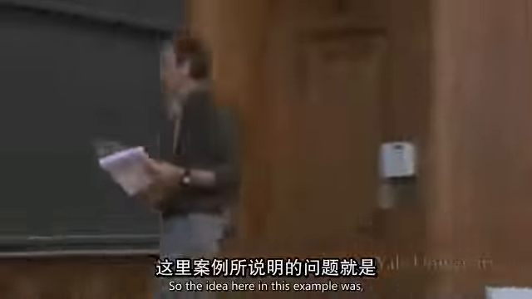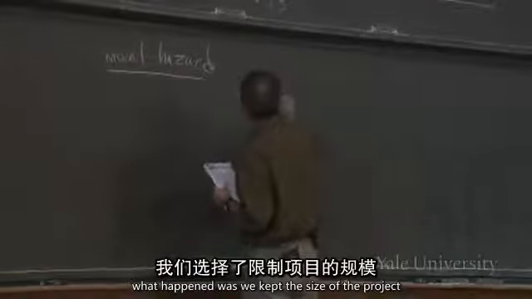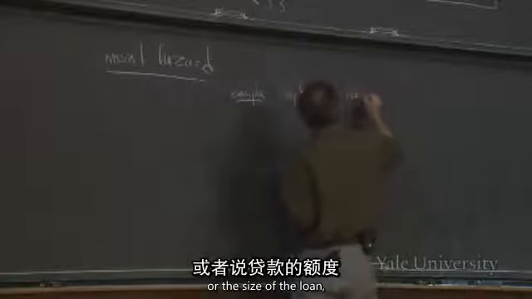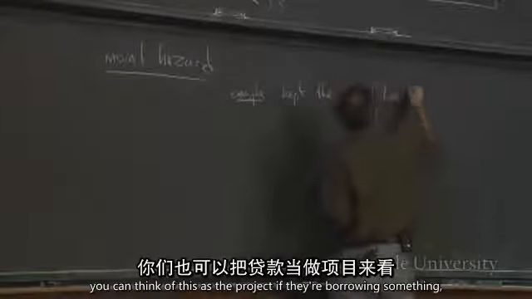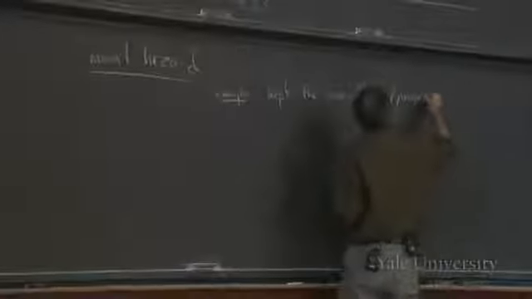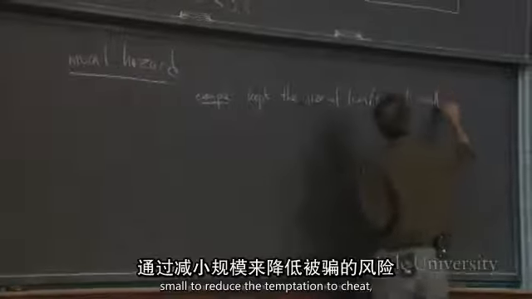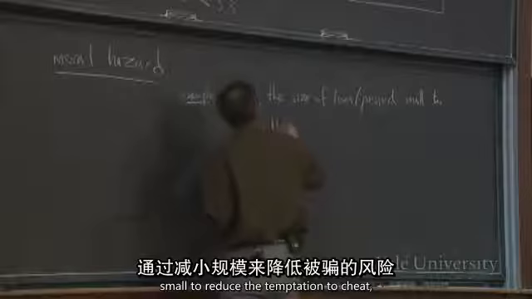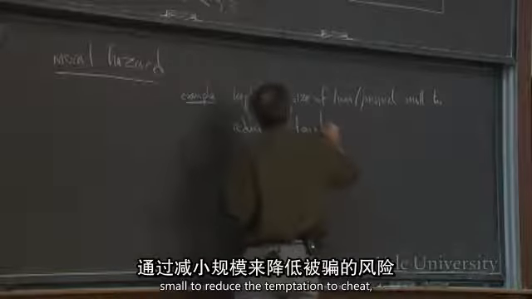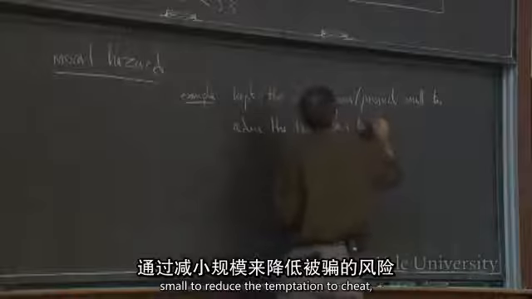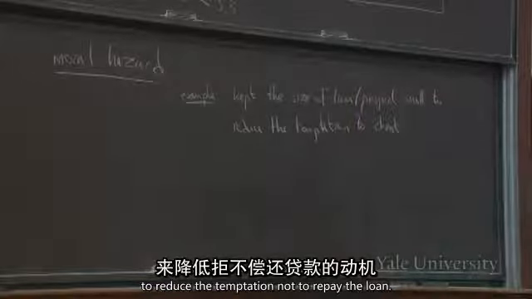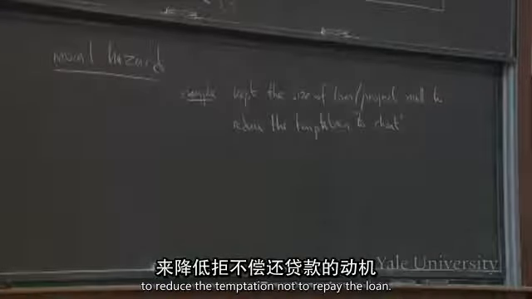So the idea here, in this example, was what happened was we kept the size of the project, or the size of the loan, small. You could think of this as the project if they're borrowing something. Small to reduce the temptation to cheat. Okay, to reduce that temptation not to repay the loan.